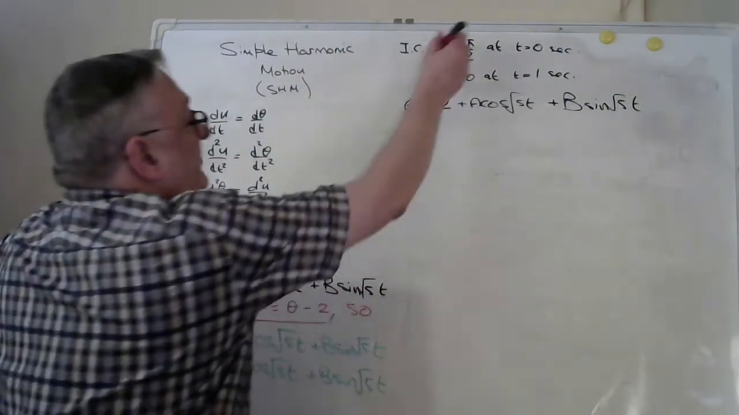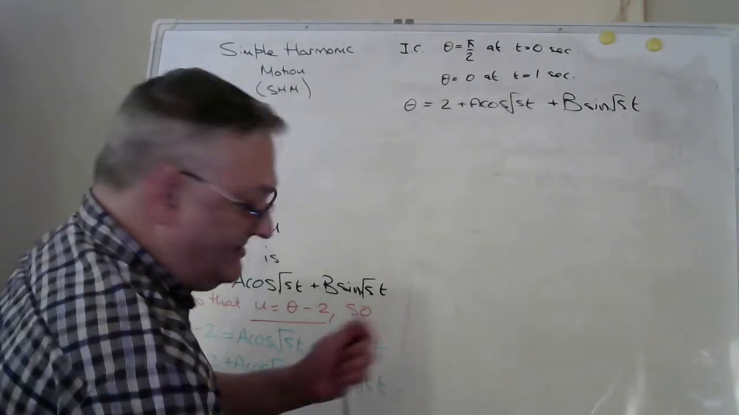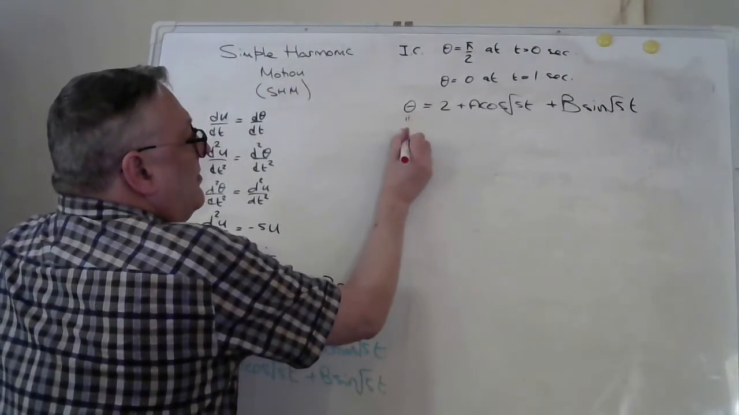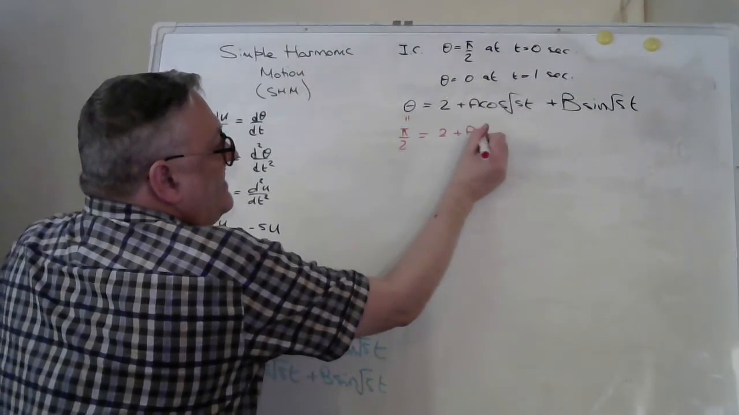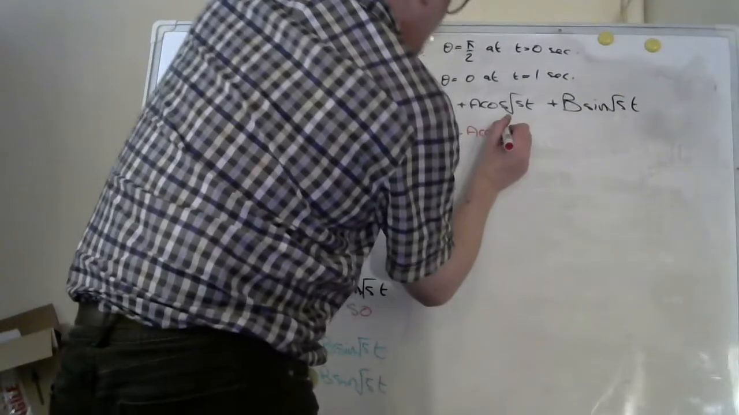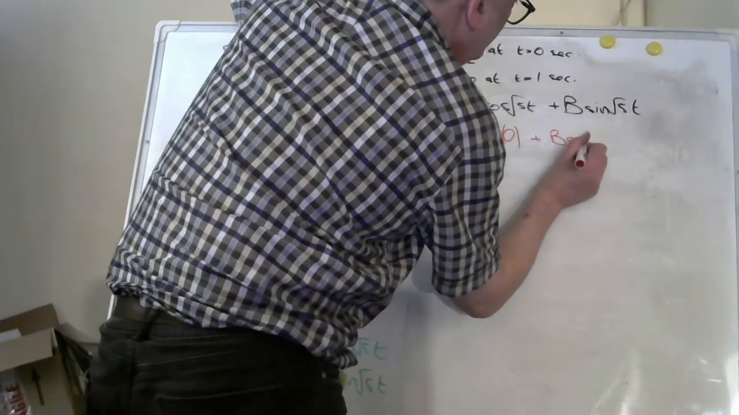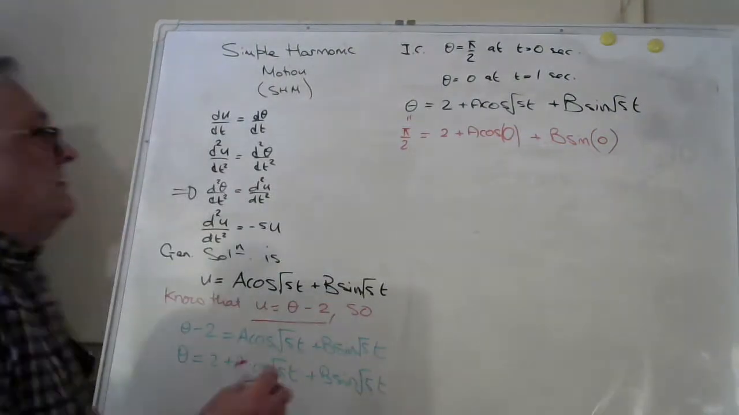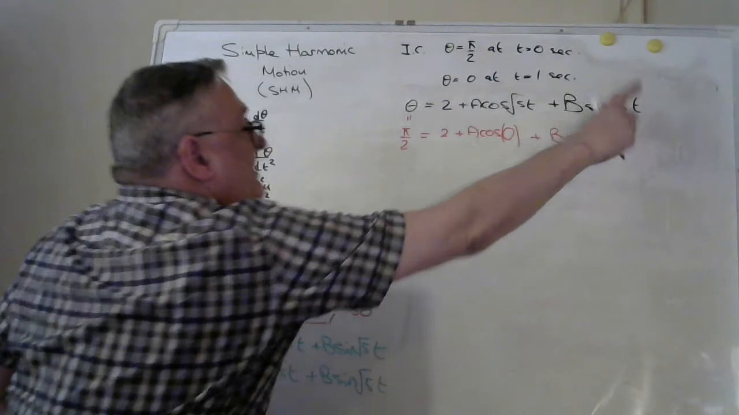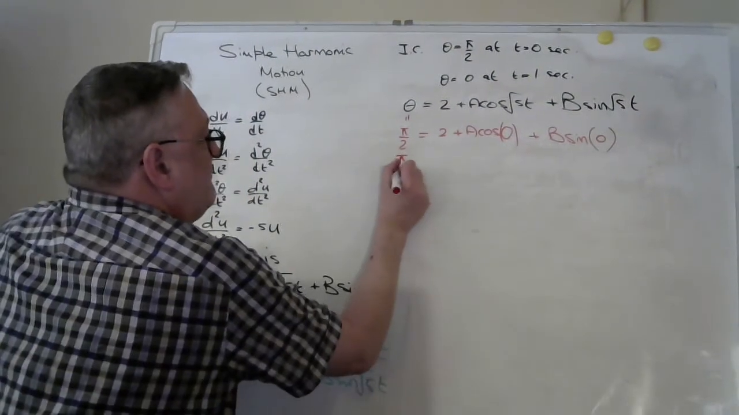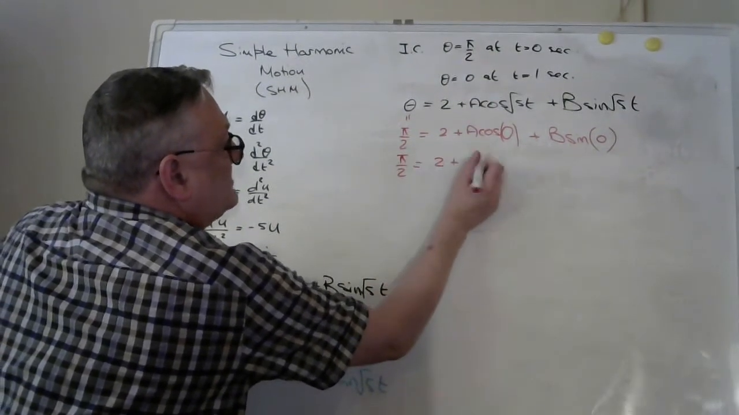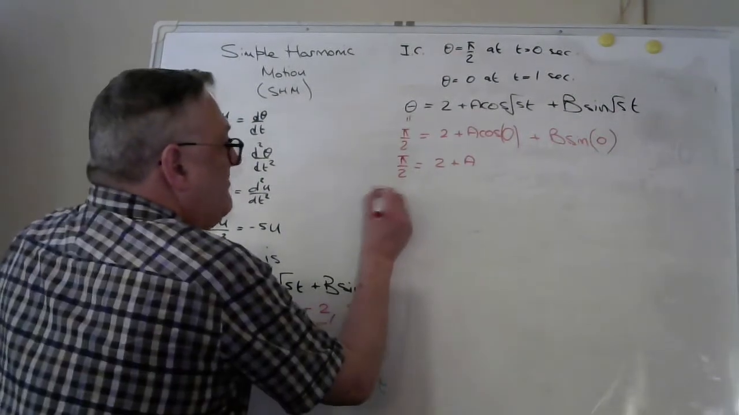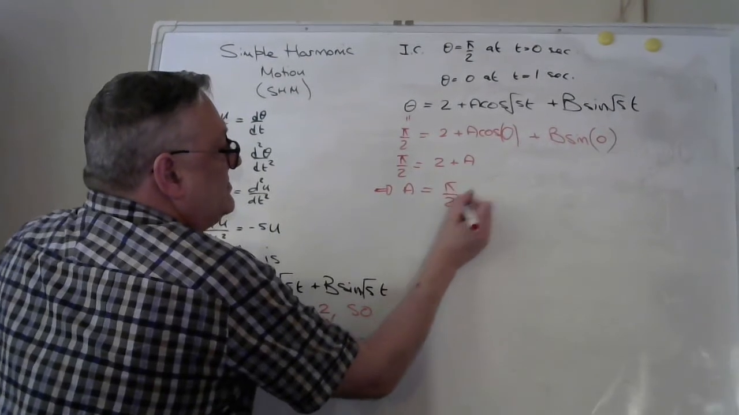Now, we know that theta is pi over 2 when t is 0. So we've got pi over 2 on this side. That equals 2 plus a cos 0, plus b sine 0. It's actually root 5 times 0, but it comes out to be 0 in both places. That simplifies to give pi over 2 equals 2 plus a, because the cos of 0 is 1 and the sine of 0 is just 0. So from this, we can see that a equals pi over 2 minus 2.